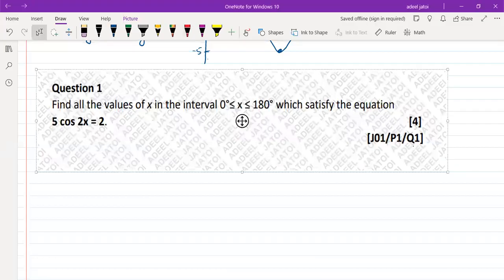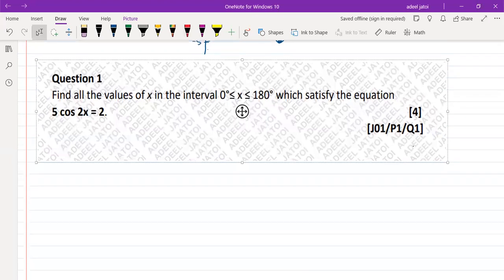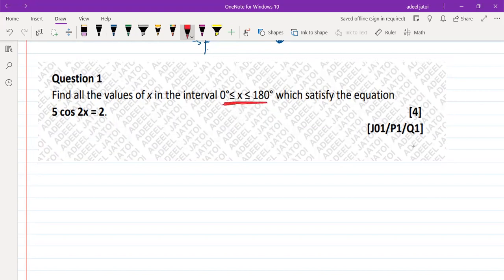But if you look at this question, there's something you need to understand: in this question particularly, you have been told that your range is x is greater than or equal to 0 and less than or equal to what? Similarly, you also know that your equation is 5 cos 2x is equal to 2.